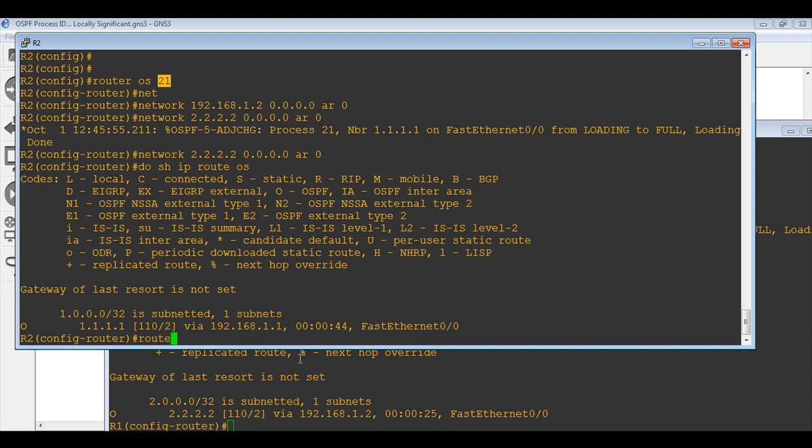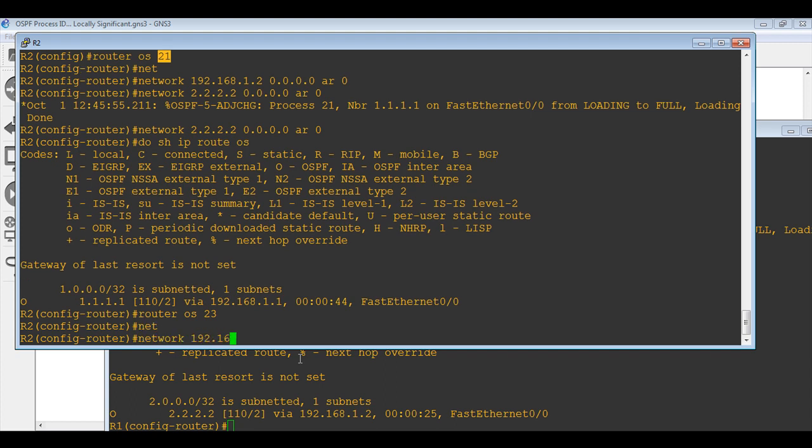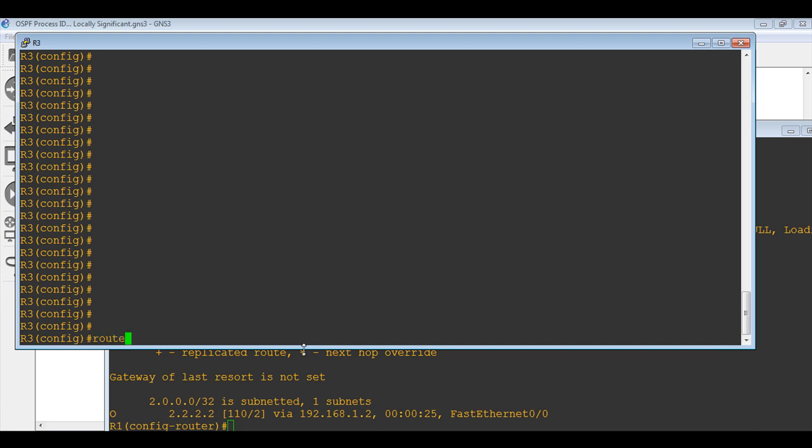So router ospf, let us make it 23, and then here I will advertise the network 192.168.2.1, which is the network between this router and router 3, and let us make the area the same, area 0, and I will go to router 3 and configure an OSPF process. Let us make it 32.